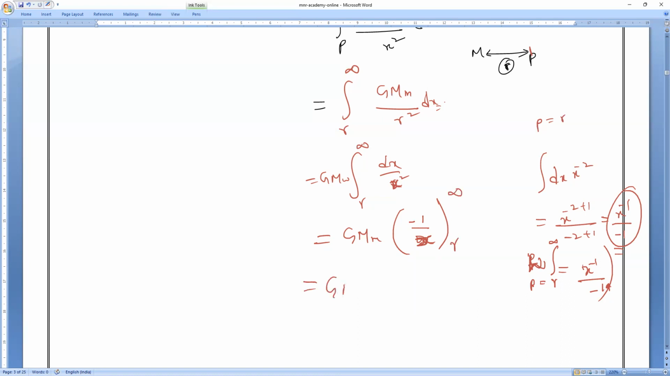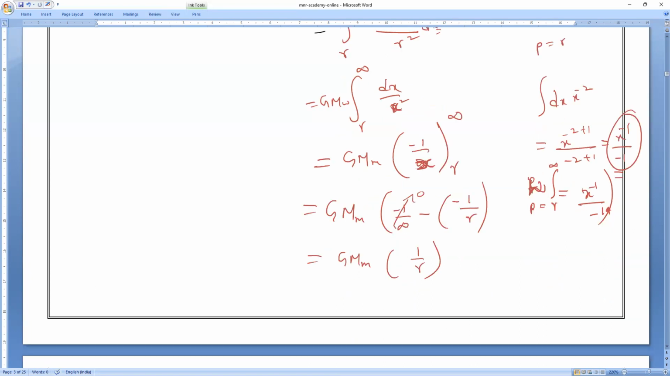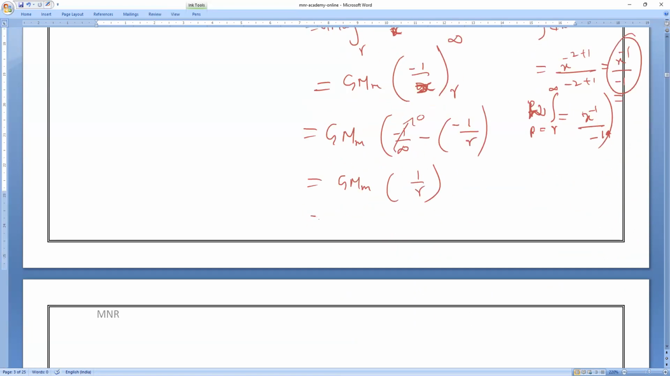So do it, everybody. G into capital M into small m. I'll substitute infinity: minus 1 by infinity minus of minus 1 by R. So this is equals to G into capital M into small m. You can take 1 by infinity, anything is 0, minus into minus is plus, which is equals to R. So now, if you notice, we got it from point A to infinity. We got positive or negative? Verify it, everybody.